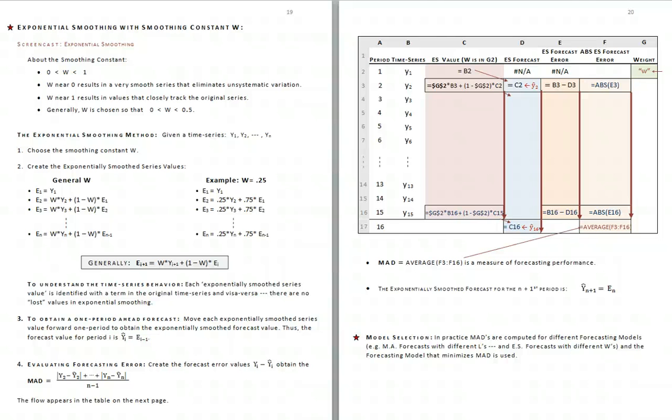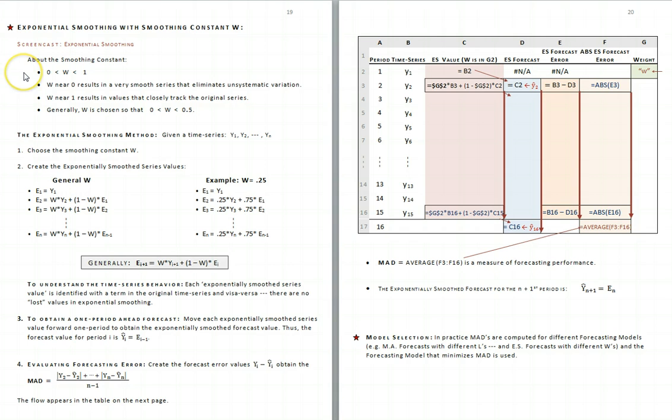This screencast is about the second time series smoothing method, exponential smoothing. Both moving average and exponential smoothing work best when applied to stationary time series. That is, when applied to time series without significant trend, seasonality, or cyclicality.